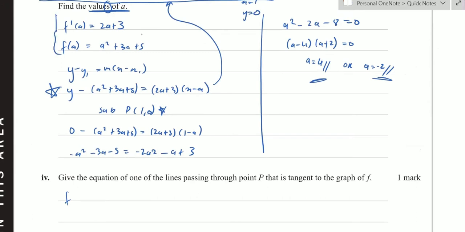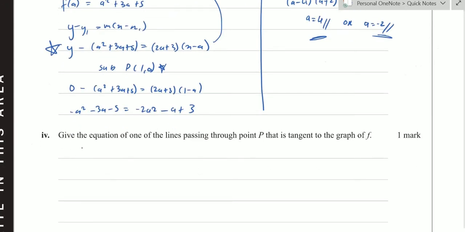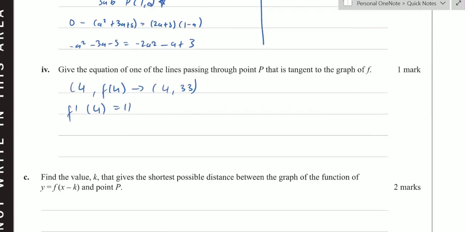So to make a tangent, we need a point. We know the point. I used a is 4. So the point would be 4, f of 4, which is 433. And we need to know f dash 4, which is 11. So now we can use the same equation. So y minus y1 equals m(x minus x1). So y is 11x minus 11.